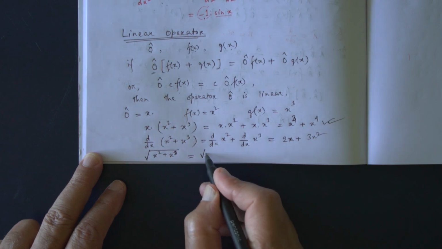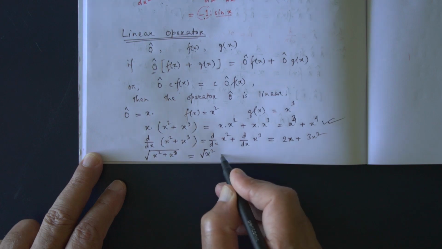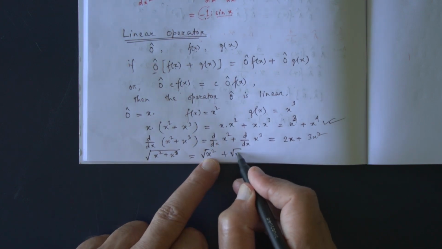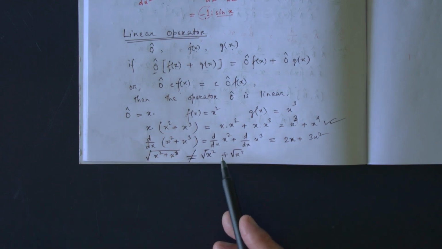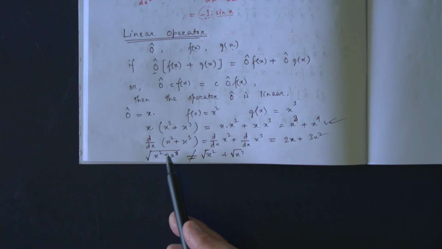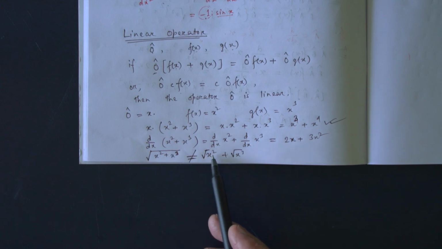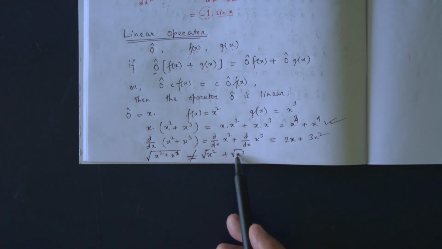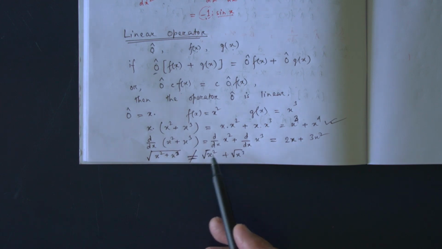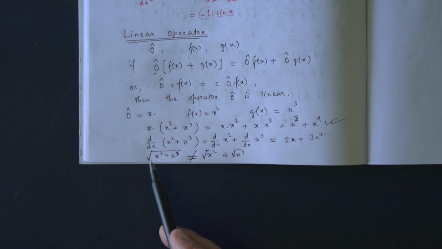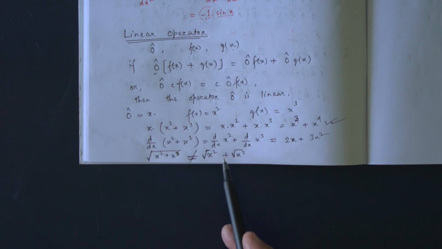Can we write √(x² + ...) like this? No, this is not possible. So taking the square root is not a linear operator, because this is not equal to this. Here the operator is taking the square root: f(x), g(x), this is not equal. So taking the square root is not a linear operator.